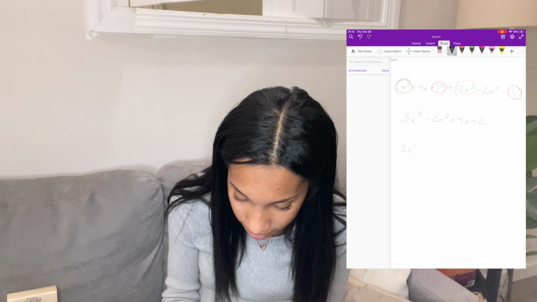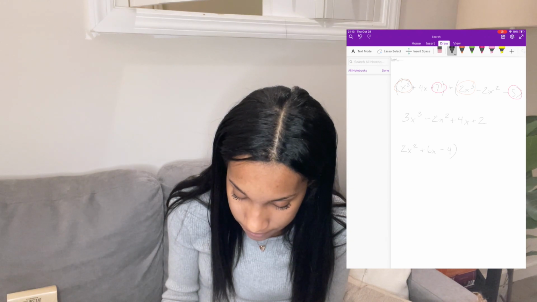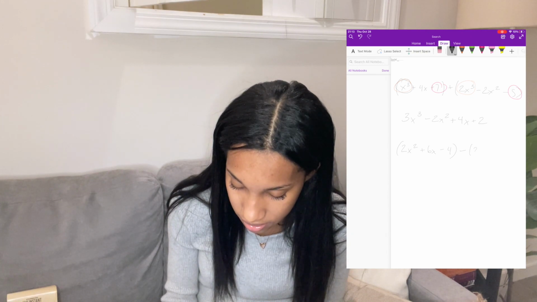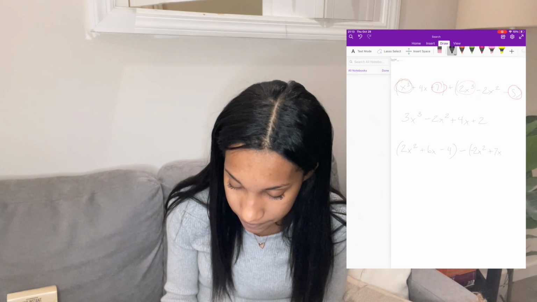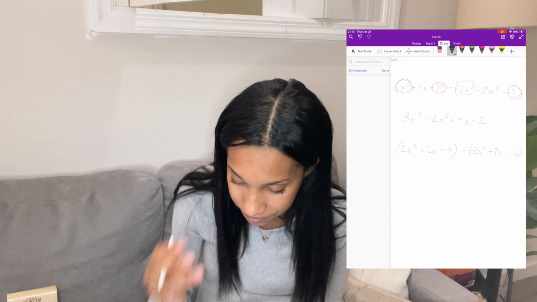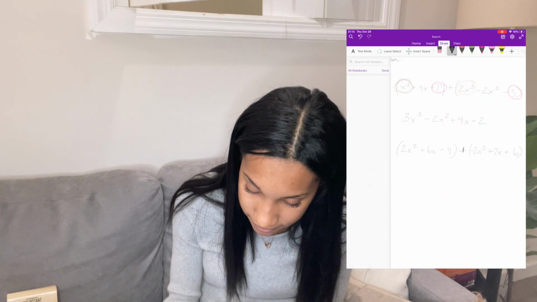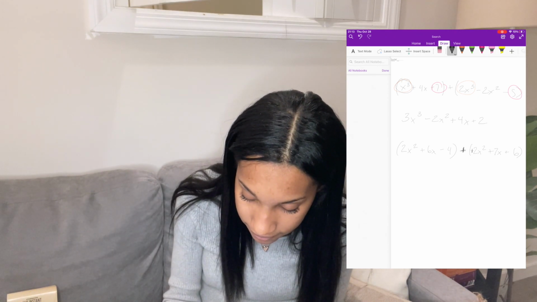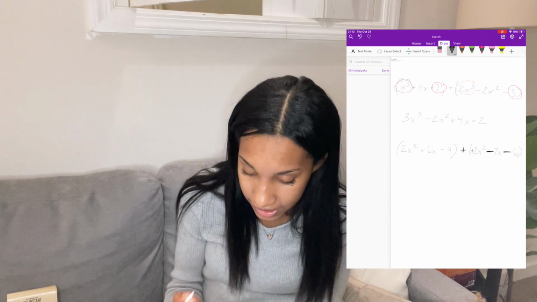So you have 2x squared plus 6x minus 4. And then you're subtracting negative 2x squared plus 7x plus 6. What you're going to do is turn this into a positive, and then you're going to flip all the other signs. So this becomes a positive, this becomes a negative, and then this also becomes a negative. And then you're still going to combine.